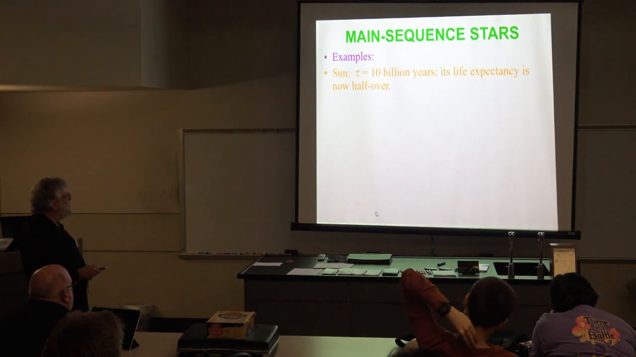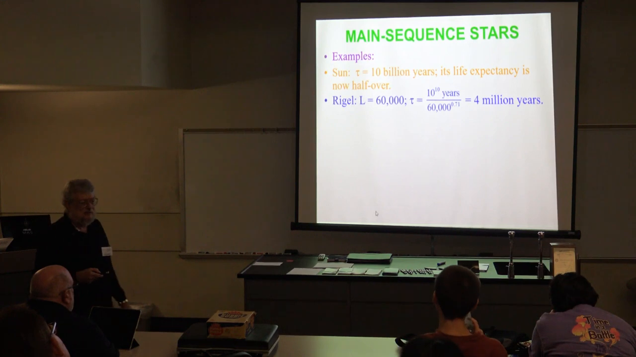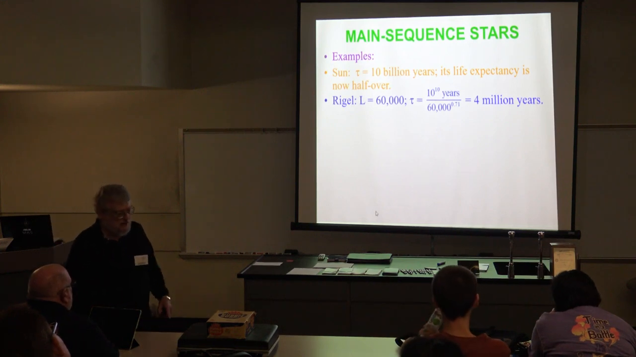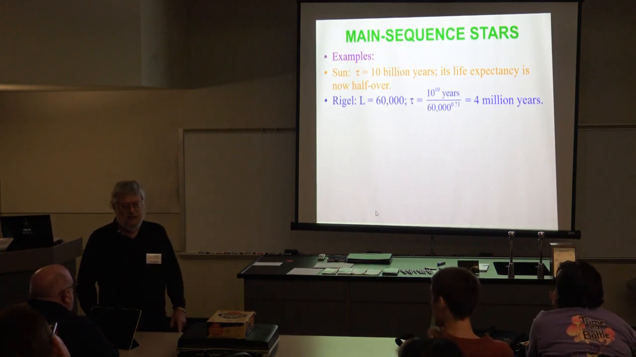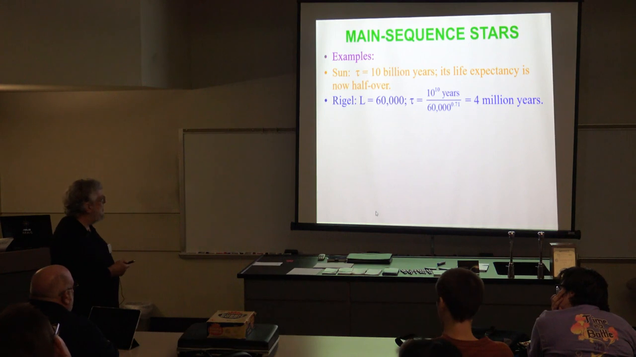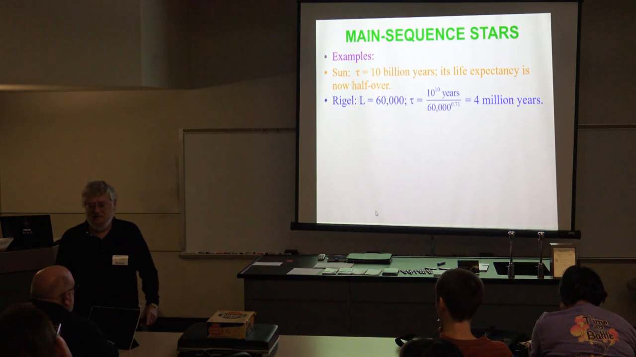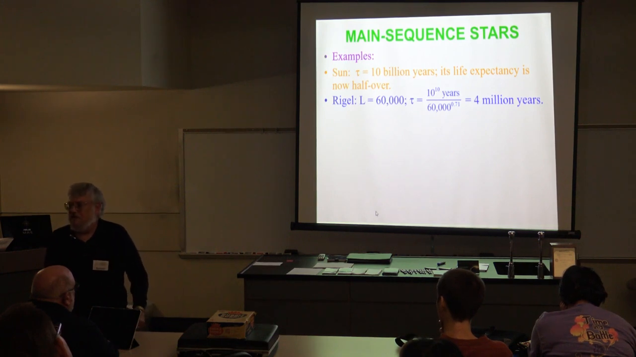Here are some examples. We've already seen the sun. So Rigel, a bright blue star in Orion's heel. In the summer, Spica would be a good example of a blue giant star, 60,000 times as luminous as the sun. So we put it into the luminosity equation. It only lasts 4 million years compared to 10 billion for the sun.